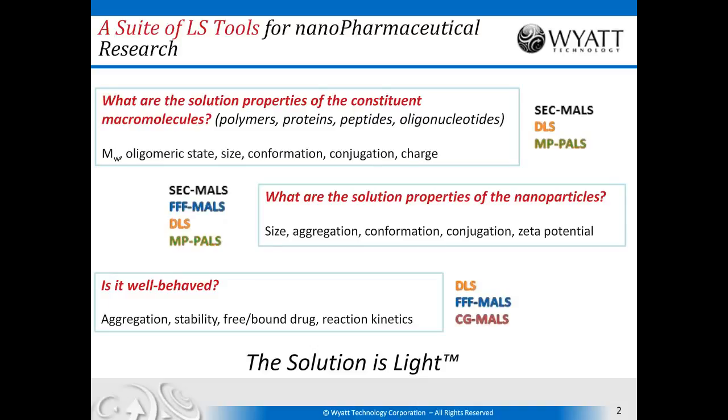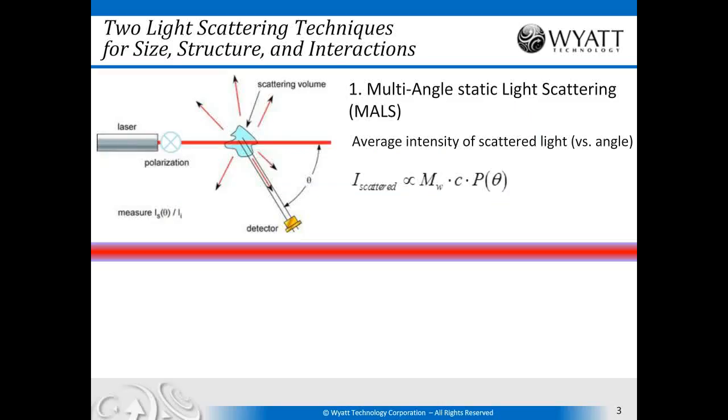Solution to this characterization can be found in light, actually, and so light will help us discover these properties, quantify them, and monitor them for optimal preparation. So the first flavor of light scattering that I'd like to describe is called multi-angle static light scattering.